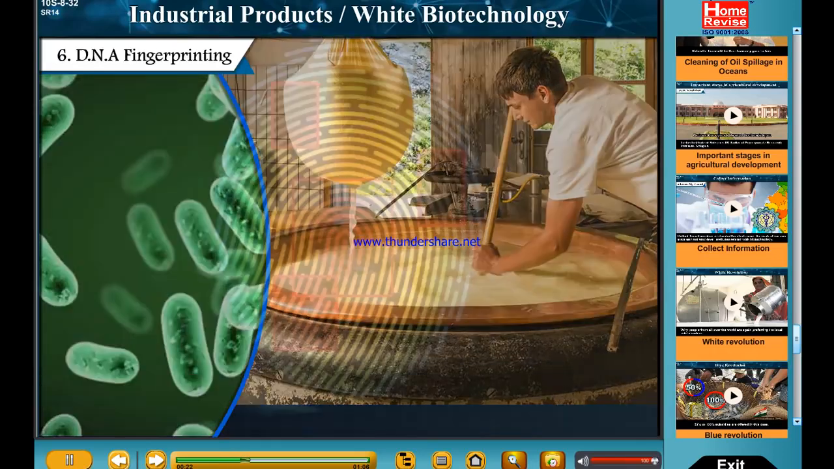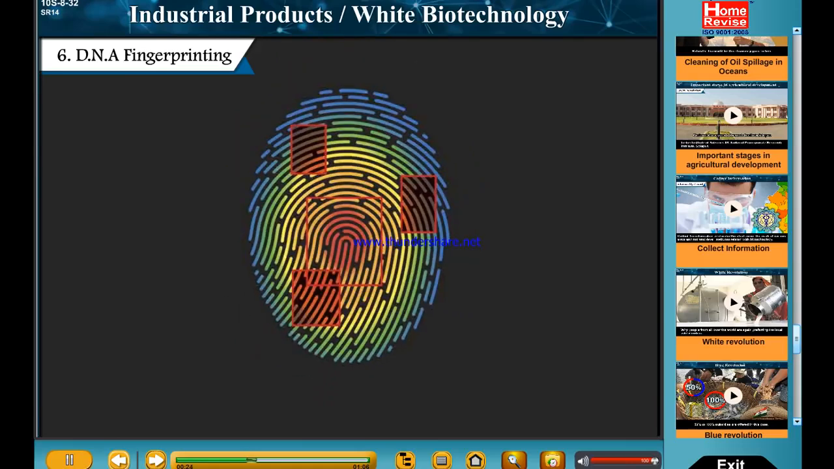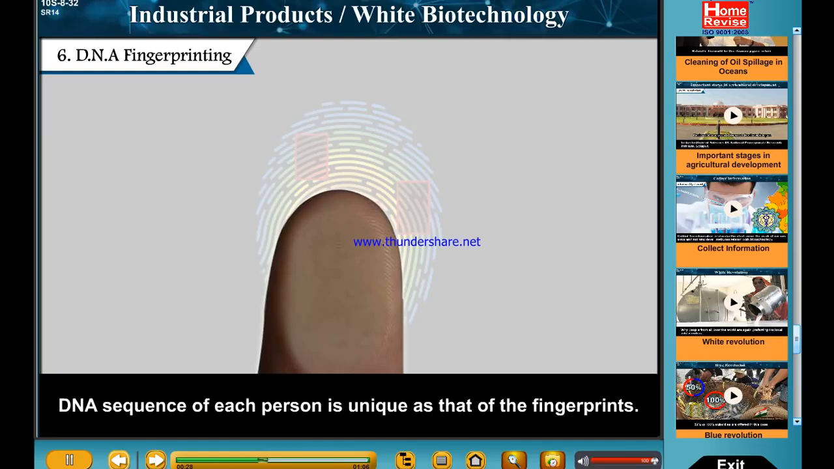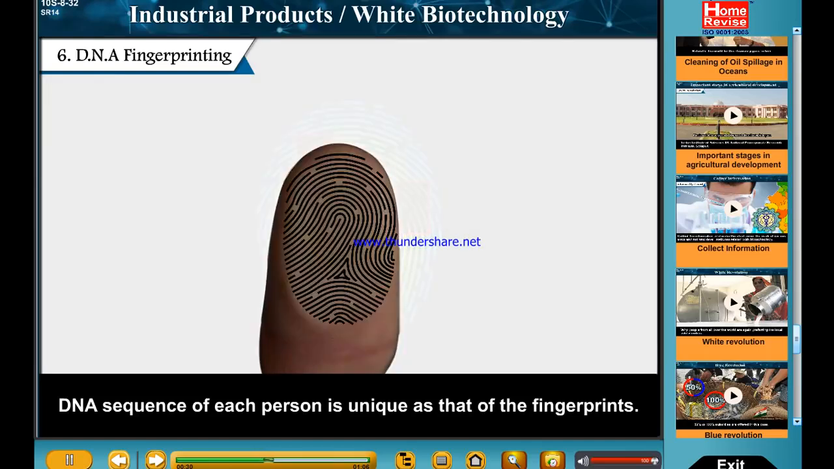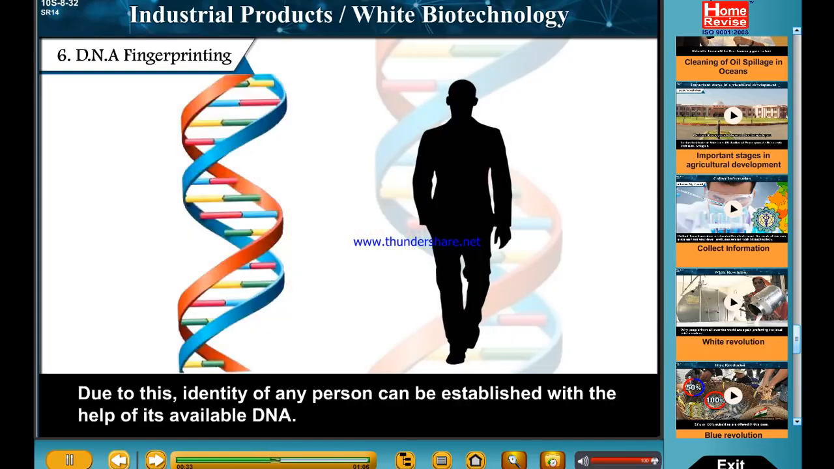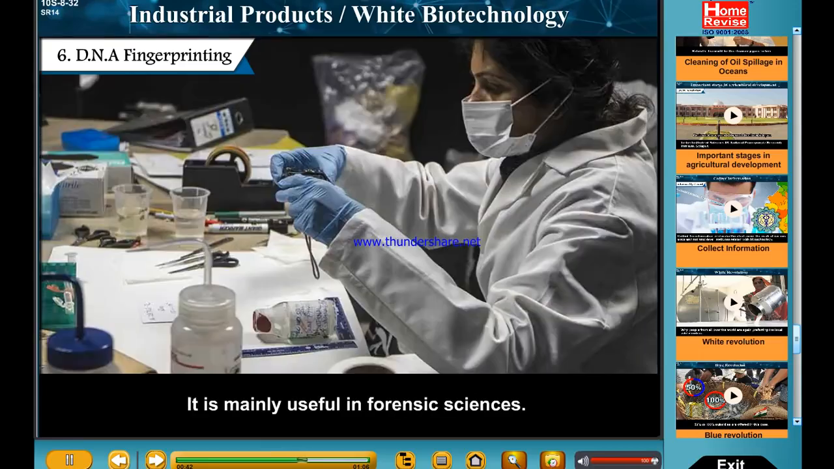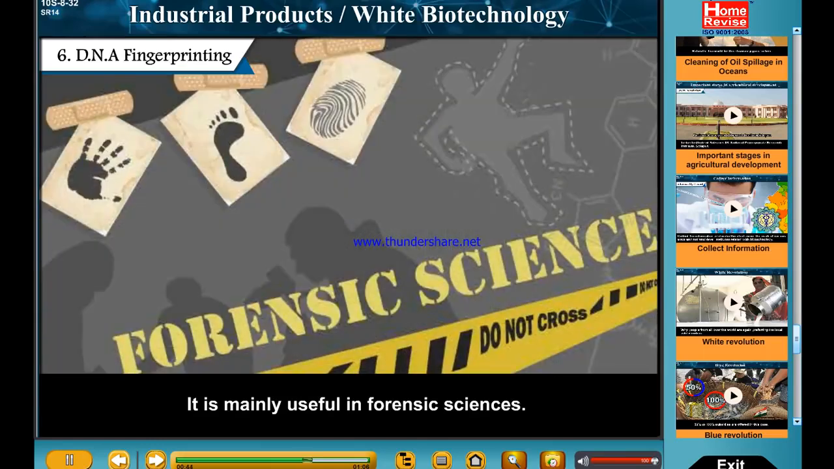6. DNA fingerprinting. DNA sequence of each person is unique as that of the fingerprints. Due to this, identity of any person can be established with the help of its available DNA. This is called as DNA fingerprinting. It is mainly useful in forensic sciences.